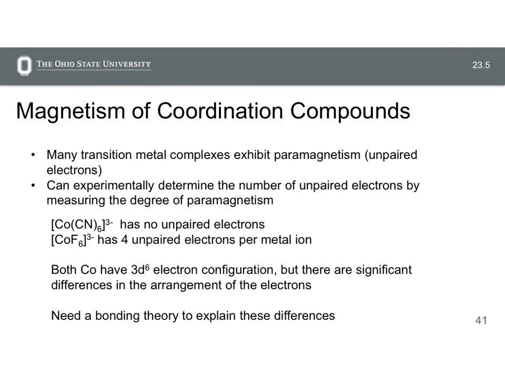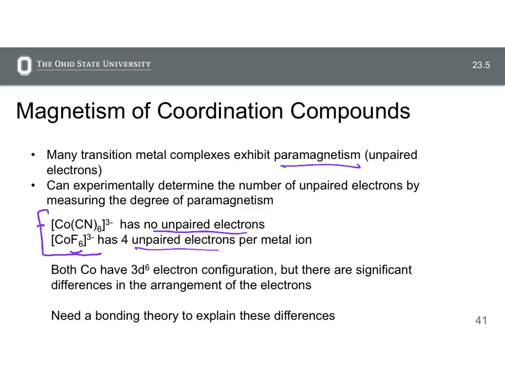So a lot of our transition metal complexes exhibit paramagnetism, so they have unpaired electrons. And many of them are diamagnetic, but we can determine experimentally the number of unpaired electrons. So an experiment was run on these 2 different cobalt compounds, and it was found that the cobalt cyano complex, this first one here, had no unpaired electrons. And then experimentally it was found that the cobalt fluoro compound has 4 unpaired electrons per metal ion.